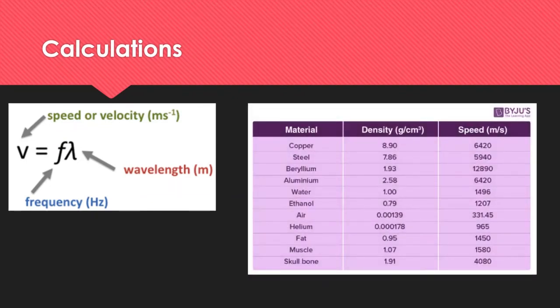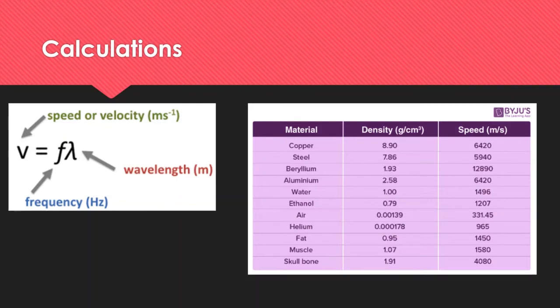Now, sound travels at different speeds in different media, but it travels at a constant speed in that medium. So you can see there, in air, sound travels at about 331 meters per second. In water, it travels at 1,496 meters per second. In something like copper, it's 6,420 meters per second.